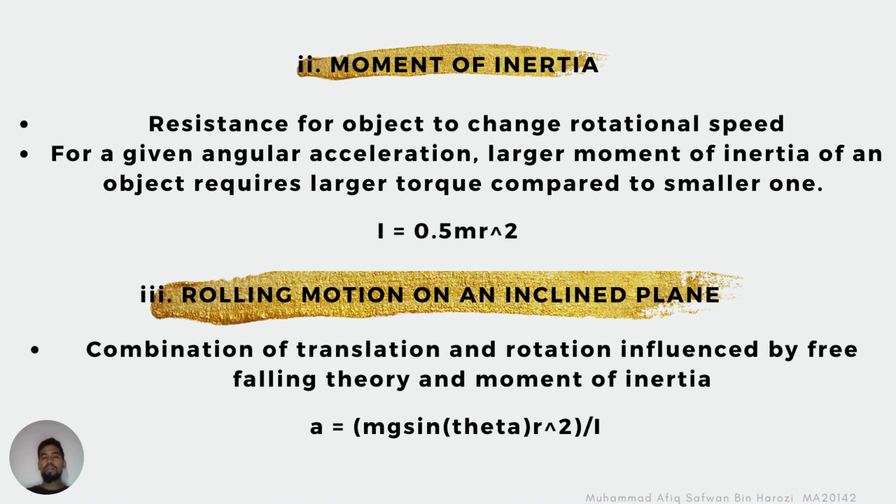For rolling motion on an inclined plane, it will be the combination of translation and rotation, and it includes the free falling theory and moment of inertia. The acceleration equation will be like below.